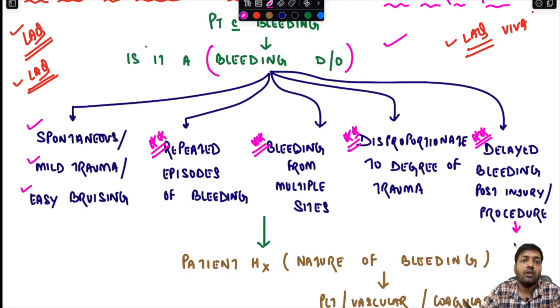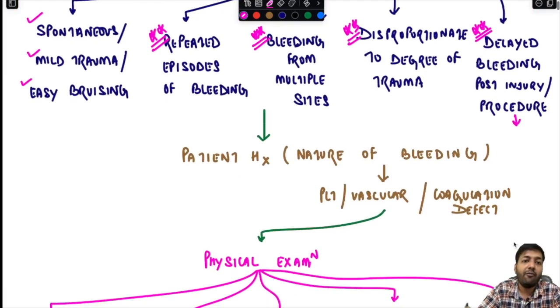Okay, so whenever you have such a history of spontaneous bleeding, bleeding because of a mild trauma, easy bruising, repeated episodes of bleeding from multiple sites, bleeding disproportionate to the degree of trauma, or delayed onset bleeding, in that case you have to go for a detailed physical examination and history taking of the patient.